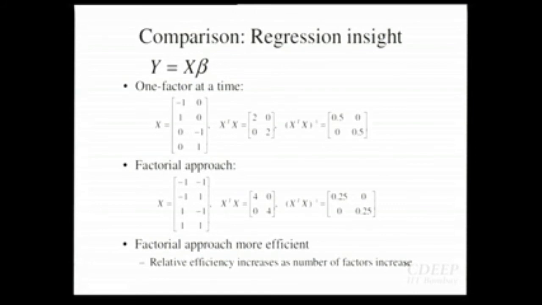If you have not encountered this before, just take it at face value that the smaller these entries are, the more accurate your estimates are. So in this case you are getting 0.5, 0.5. However, if you look at this X matrix, where you had perturbed both of them together in every experiment, your X transpose X inverse gives you 0.25 and 0.25. So the estimates that you are going to get over here are twice as accurate as the estimates that you get from this.